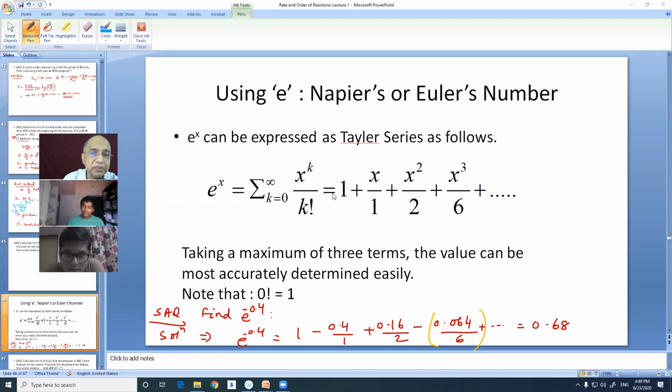You just write this down. I'm sorry to tell you that, being a chemistry teacher, I am asking you to write something using E, Napier's or Euler's number, the Euler's constant, and how to express E to the power something as a power series. Because this is the shortest way to tackle complicated MCQs, by taking only the three terms and neglecting the higher terms in the series. So you can get the most accurate answer.